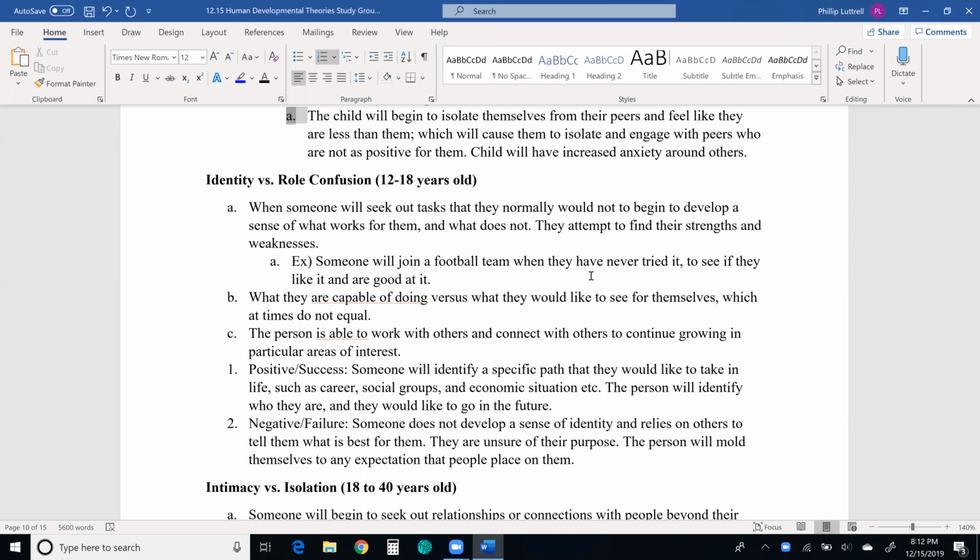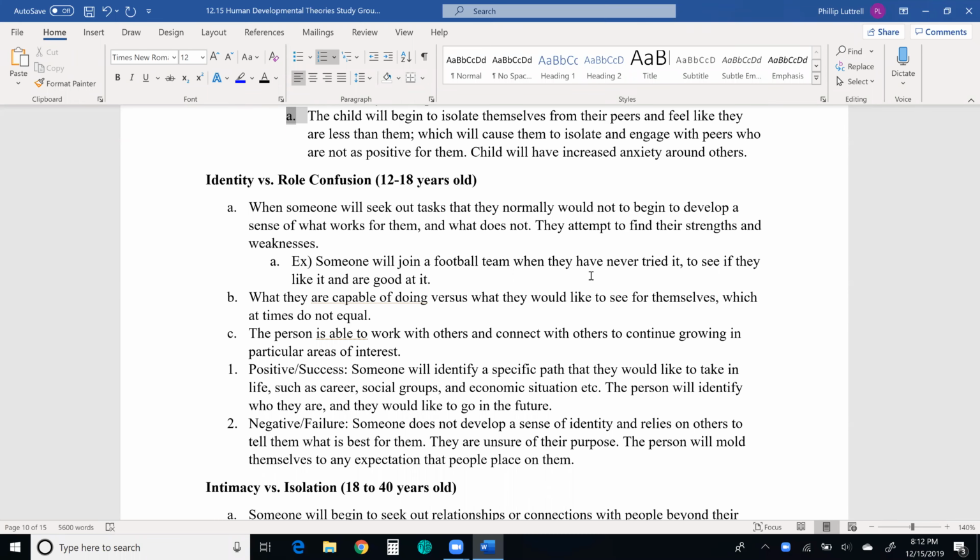The person will identify who they are and what they would like to see in their future. Again, this can change, but this is where the person starts to have that identity and sees what works for them and what doesn't. A negative or failure in this stage would be someone who does not develop a sense of identity and relies on other people to tell them what is best for them, or they're unsure of their purpose. So when you're unsure of your purpose, you'll accept anything.